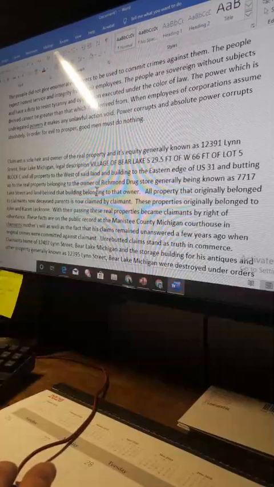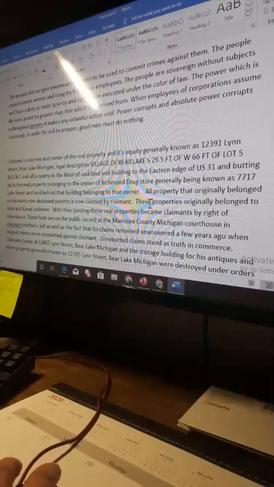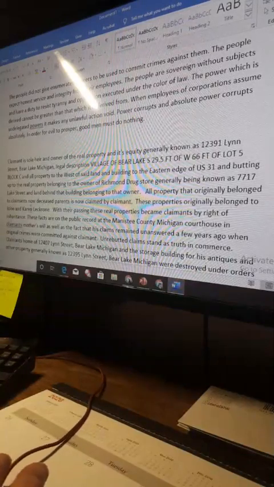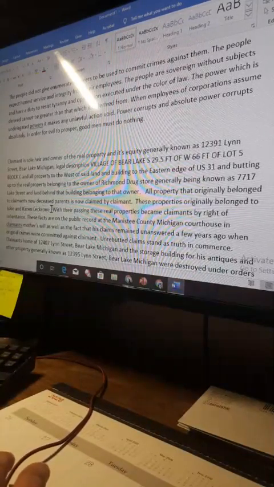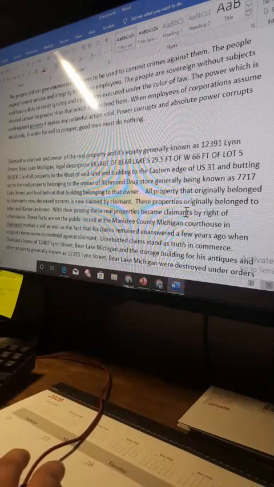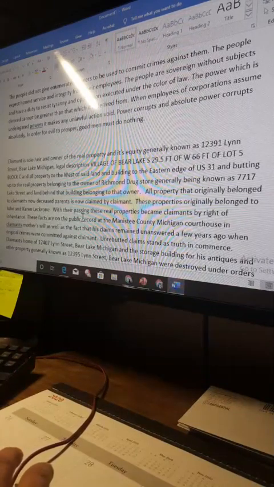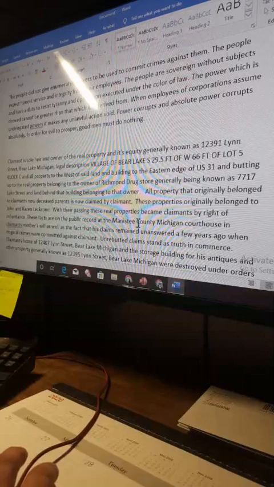All property that originally belonged to the claimant's now deceased parents is now claimed by claimant. These properties originally belonged to John and Karen Lecron. With their passing, these real properties became claimant's by right of inheritance.